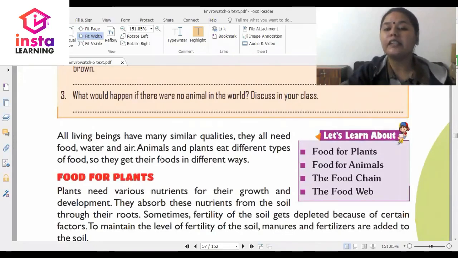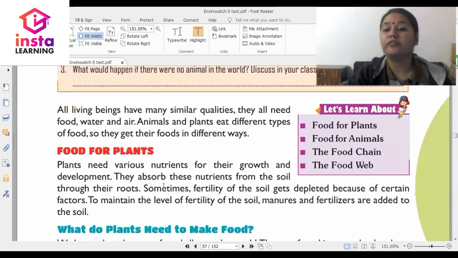All living beings have many similar qualities. They all need, what are these similar qualities? They all need food, water and air. Animals and plants eat different types of food, so they get their food in different ways. So now we first talk about food for plants.